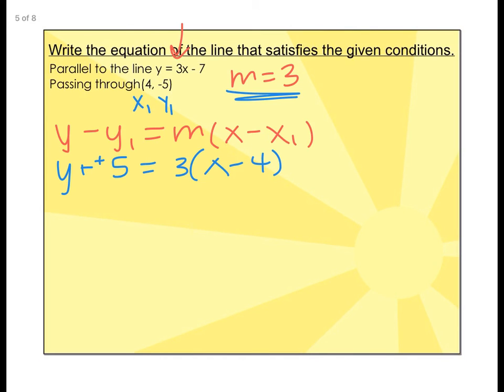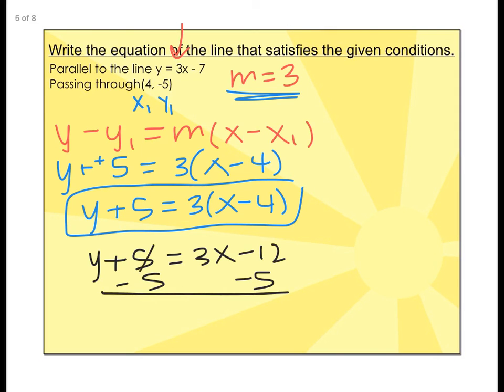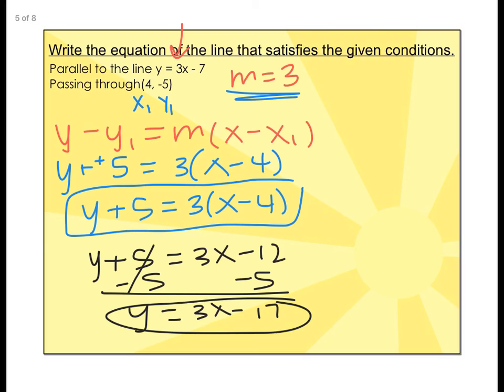Now at this point I haven't said that you have to graph it, so you could leave the equation like this. y plus 5 is equal to 3 times x minus 4. You could leave it like that since I didn't say you had to graph it. If you did want to graph it, then you would go through the steps of distributing. So just so you can see what it looks like, I get y plus 5 is equal to 3x minus 12. And then I would subtract 5. So I would have y is equal to 3x minus 17. So those are the same, or this is for the same line, just two different equations.